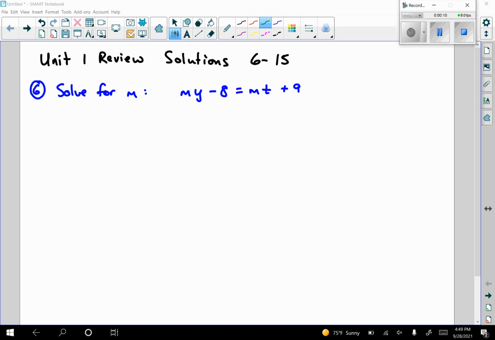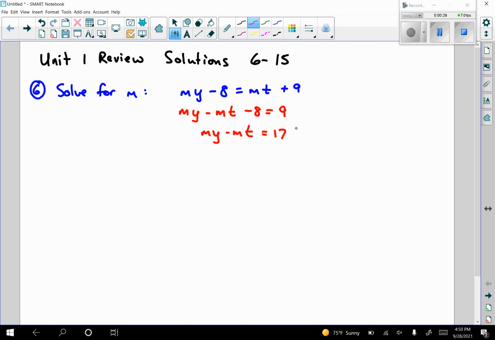Okay, for number 6, this is a literal equation. We're asked to solve for m. So I want to get all my m terms to one side. I'm going to subtract mt. So we'll have my, I'll just put the minus mt next to it, and then a minus 8 equals 9. And then I'll add 8 to both sides. So we'll get my minus mt will equal 17.